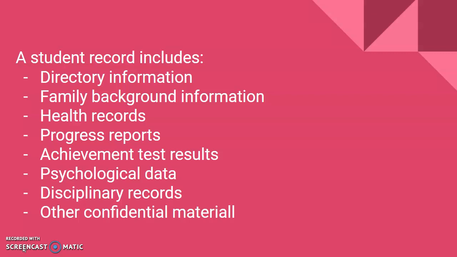Okay, so a student record includes directory information, family background information, health records, progress reports, achievement test results, psychological data, disciplinary records, and other confidential material. There has been a lot of discrepancy about what is actually included in a student record, but these are the most important things, and everything else falls into one of these categories.